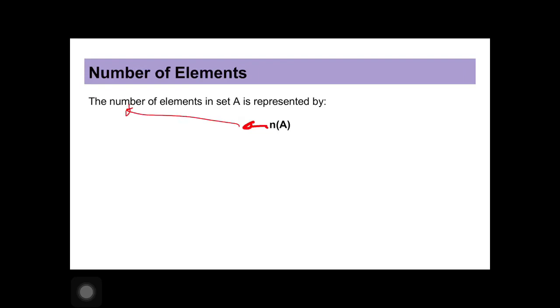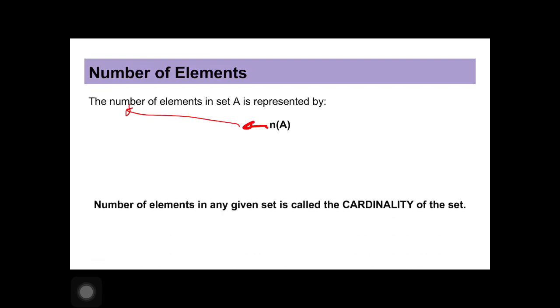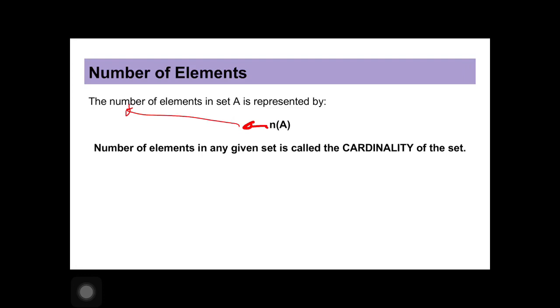Okay, moving on, number of elements. We can also count the number of elements. So the number of elements in set A is represented by n of A. Here n stands for number, so you will not be confused. So n of A means the number of elements in set A. The number of elements in any given set is called the cardinality of the set.